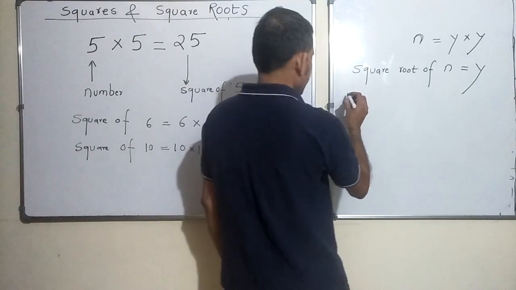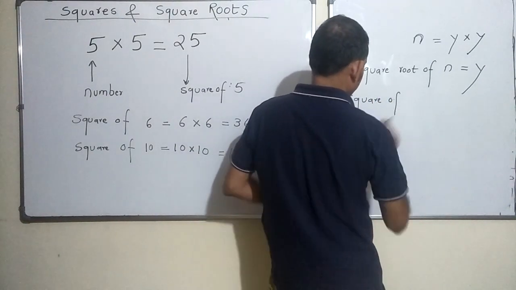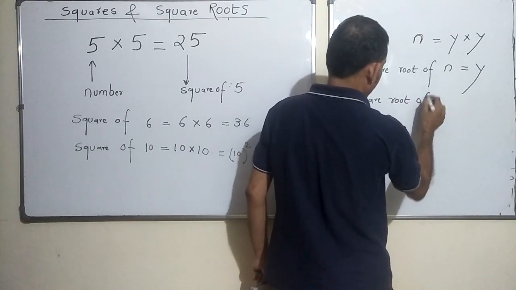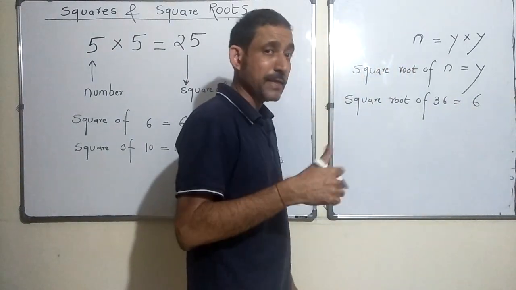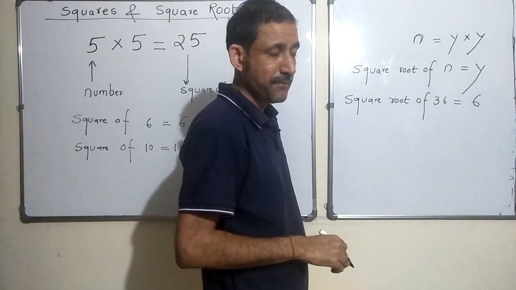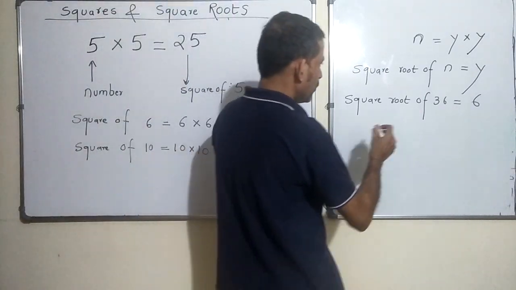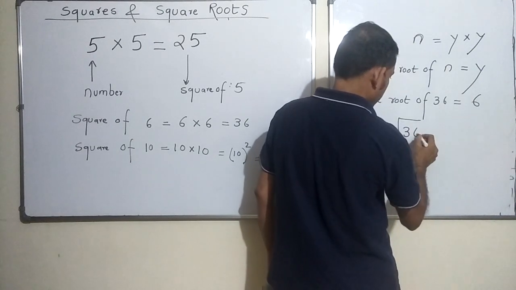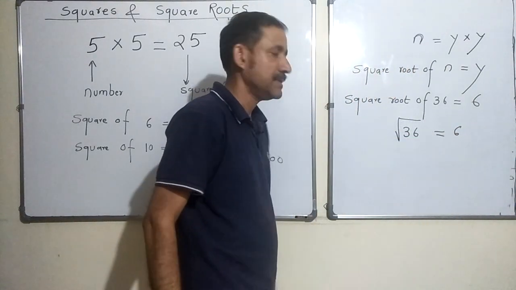Okay. So, that way square root of 36 is nothing but 6, because when you multiply 6 with itself you get 36, right. Square root is also denoted as, I can write square root of 36 as, this is the sign, okay, square root of 36 is 6.